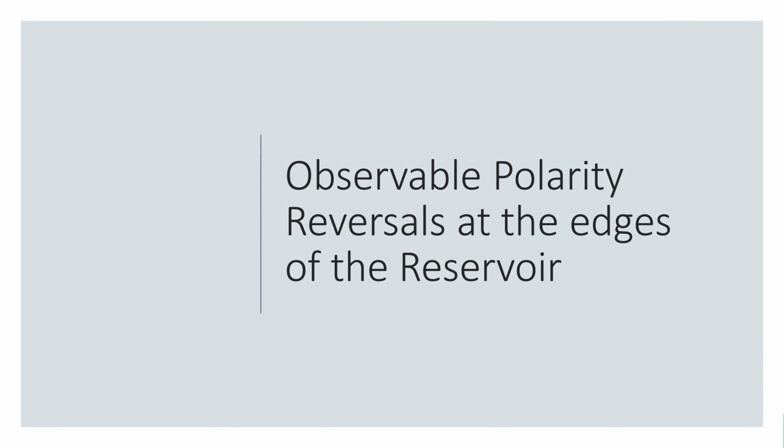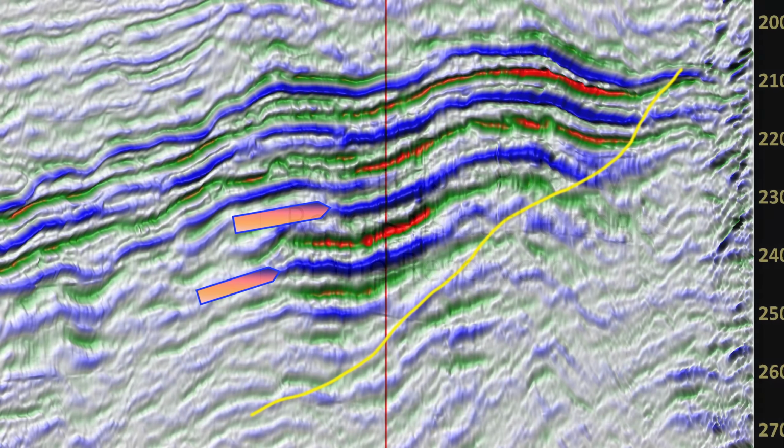Let's now look at possible polarity reversals at the edge of our prospect as we leave the potential hydrocarbon accumulations and move into the wet reservoir.